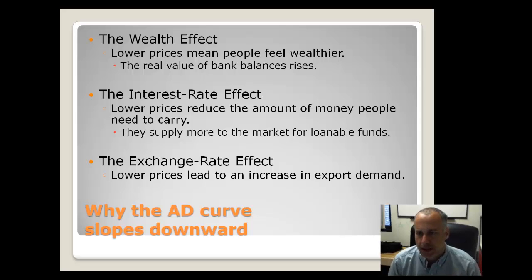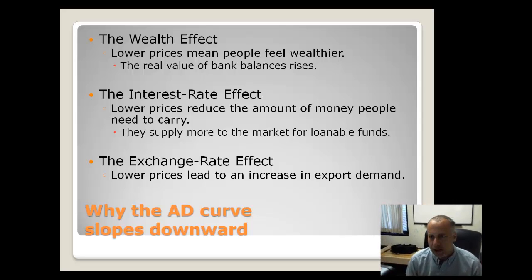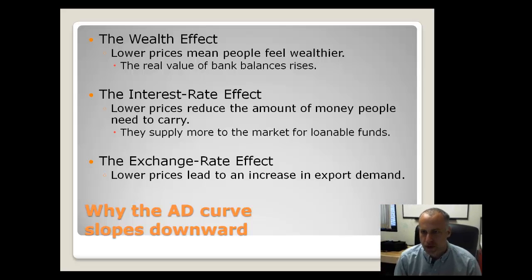The first thing that we want to spend a little bit of time on is thinking about why the aggregate demand curve slopes downward. We want to review this. The aggregate demand curve can slope downwards for three reasons that we've identified. The first one is the wealth effect.